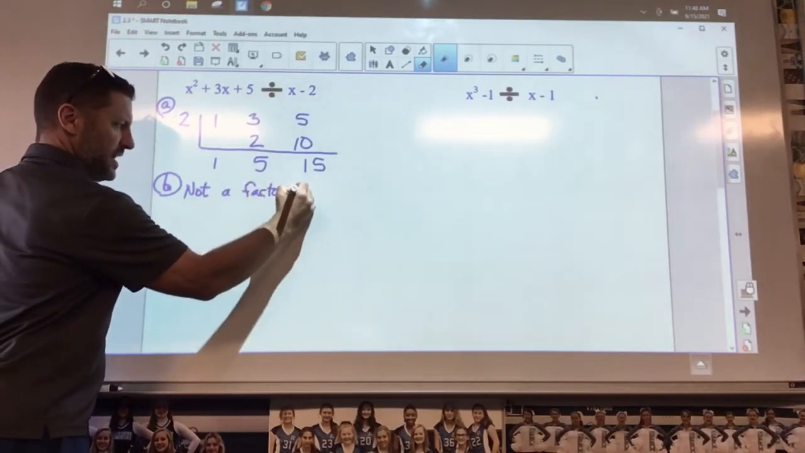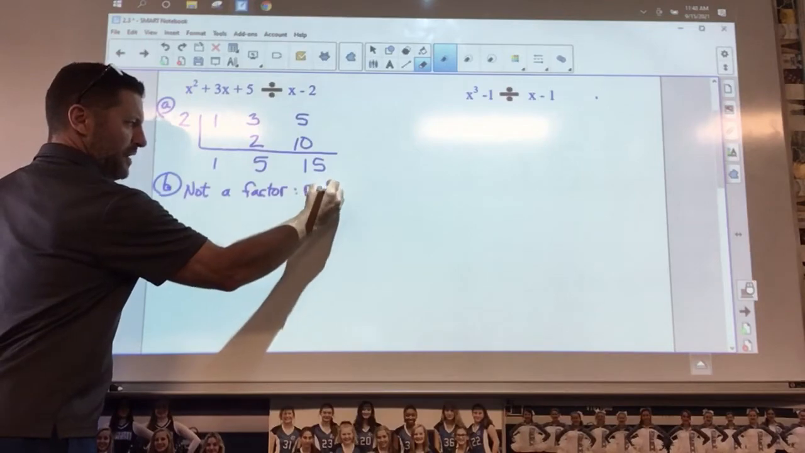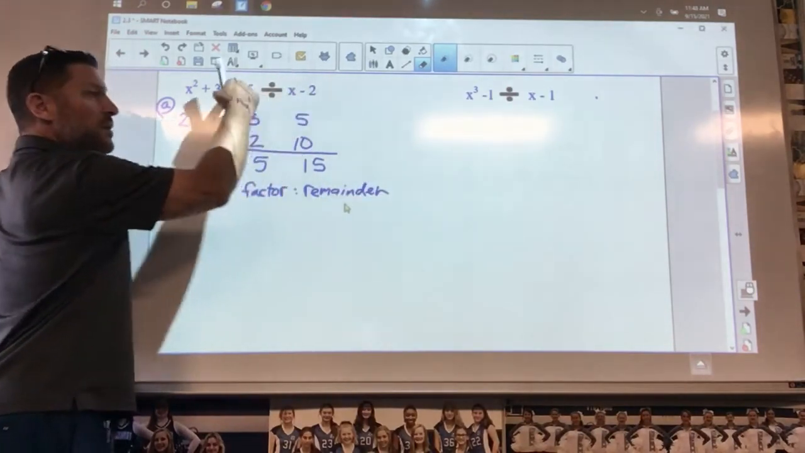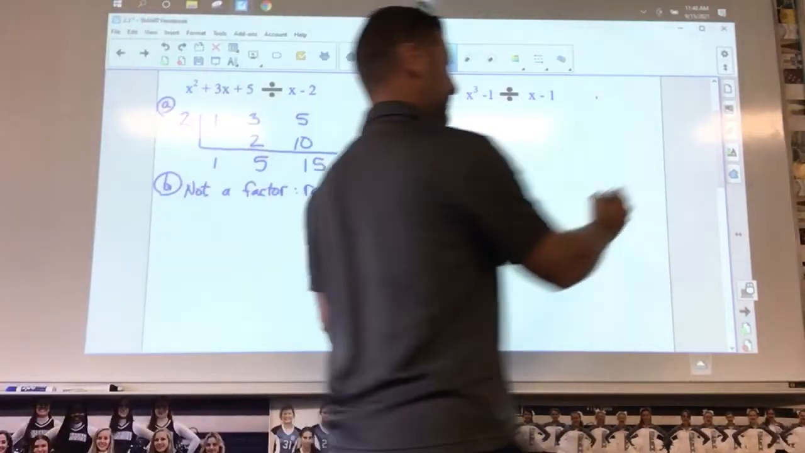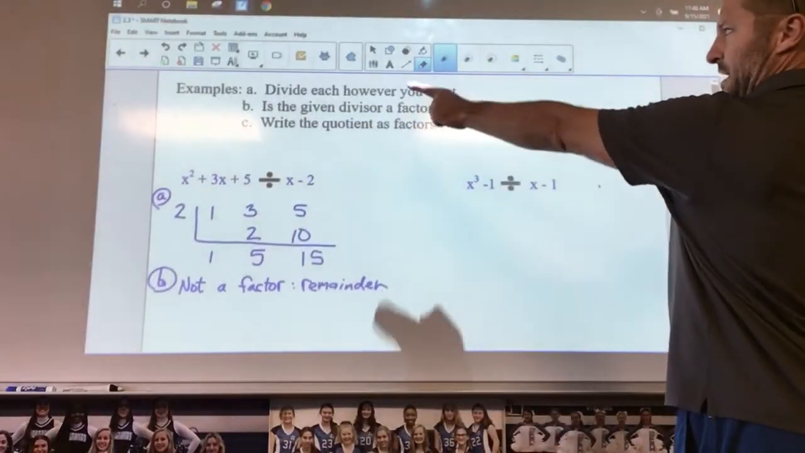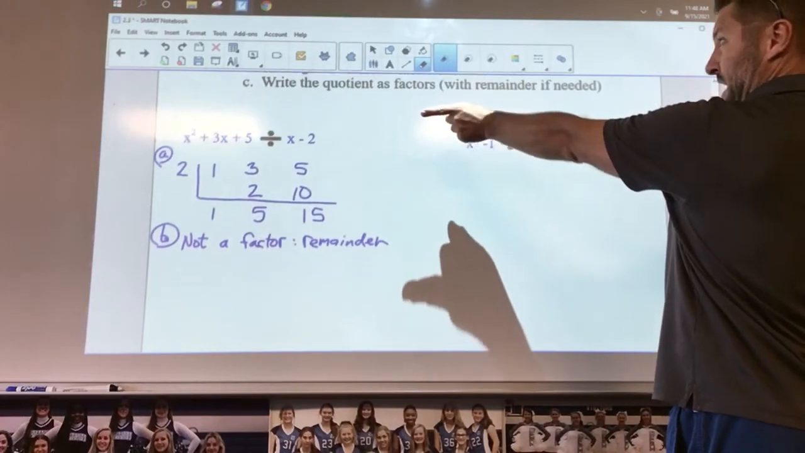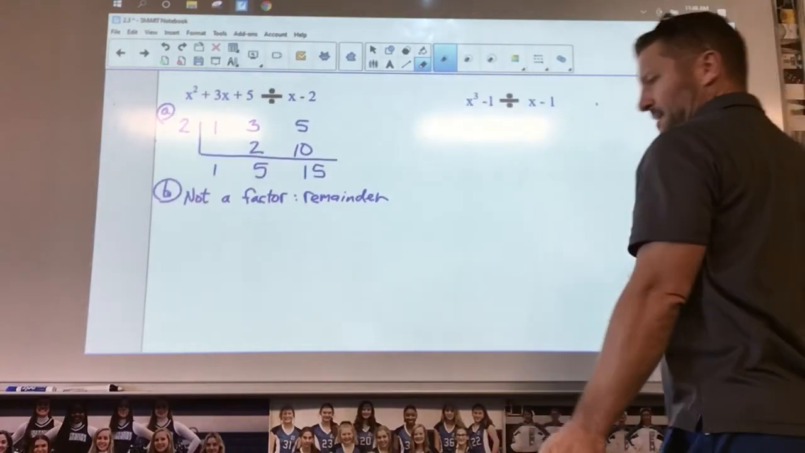If we have a remainder, that means this won't go into this evenly. And you guys know that from before. I'm going to make sure I'm doing everything right. Divide however you want is a given factor, divisor. Write the quotient as factors with remainder if needed.